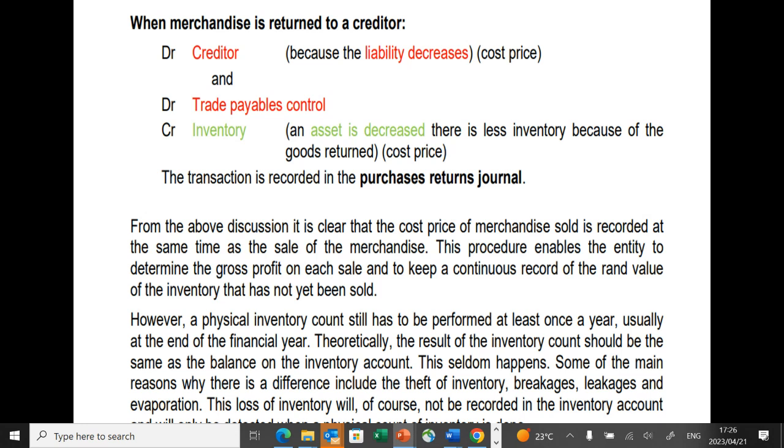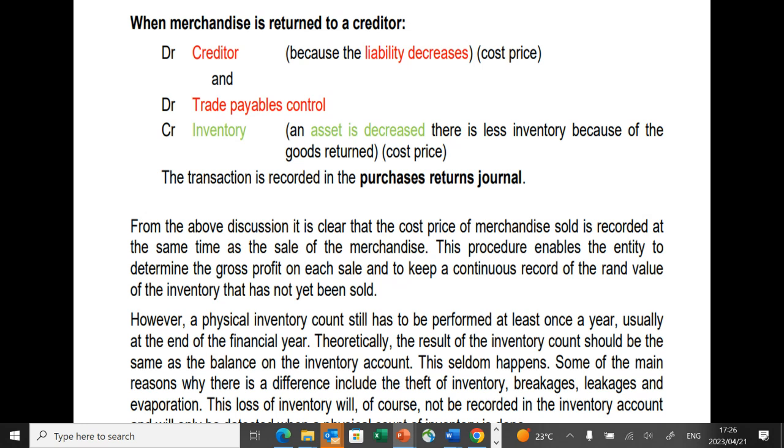Lastly, when merchandise is returned on credit, so now it is a business that we are returning this inventory to, who? To the supplier that we bought this inventory from. So we are sending back that inventory, and we are reducing the inventory for the business. We know that inventory is an asset for the business. So to reduce the inventory, you need to credit the inventory, because an asset decreases on the credit side.